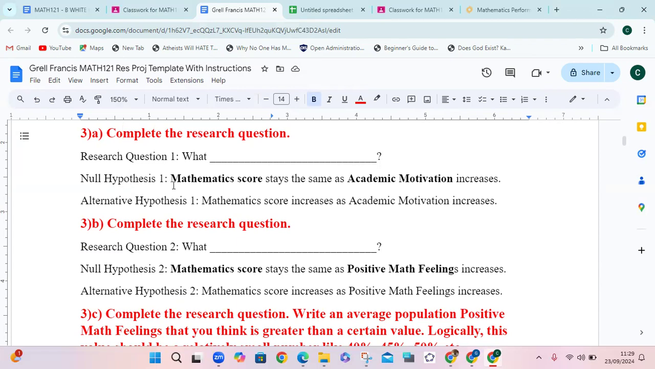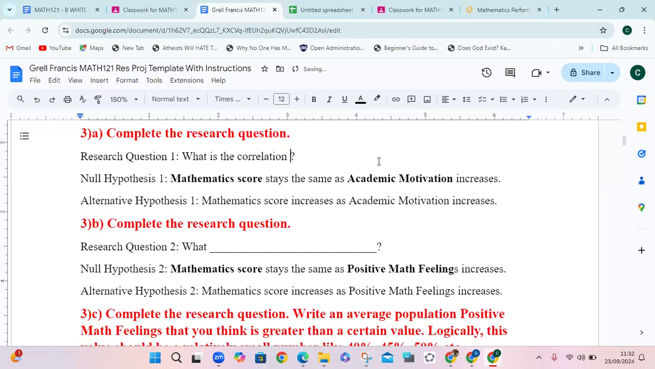Null hypothesis 1 says that the mathematics score stays the same as academic motivation increases. And the alternative hypothesis says, well, no, it appears that the score increases as academic motivation increases. So what do you think that research question was? One student replied, the question must have been, what is the relationship? But I'm going to give you the more technical term. What is the correlation?